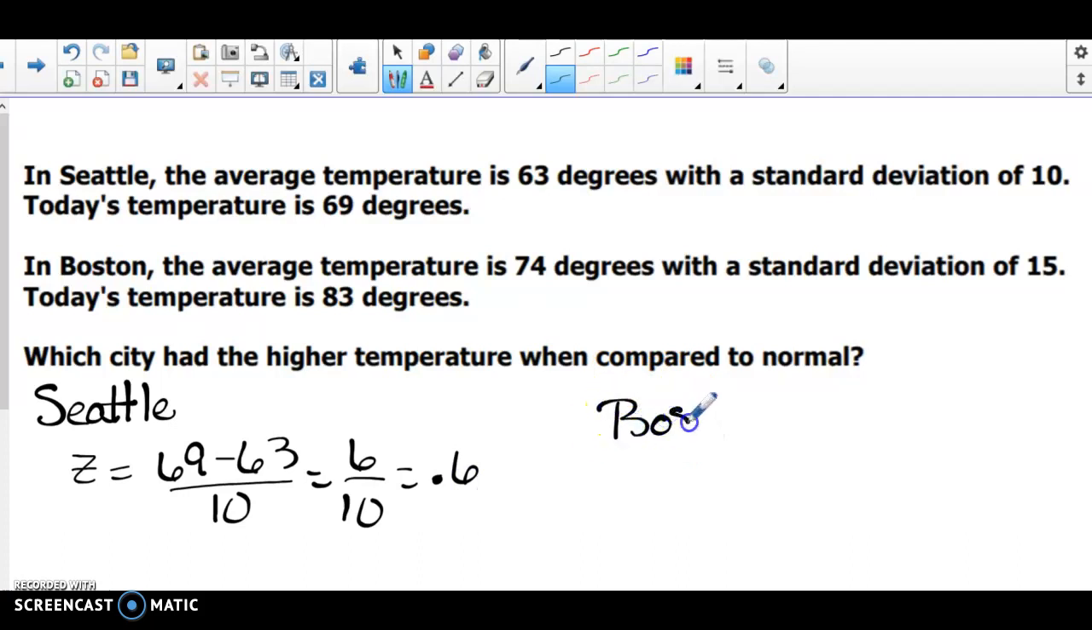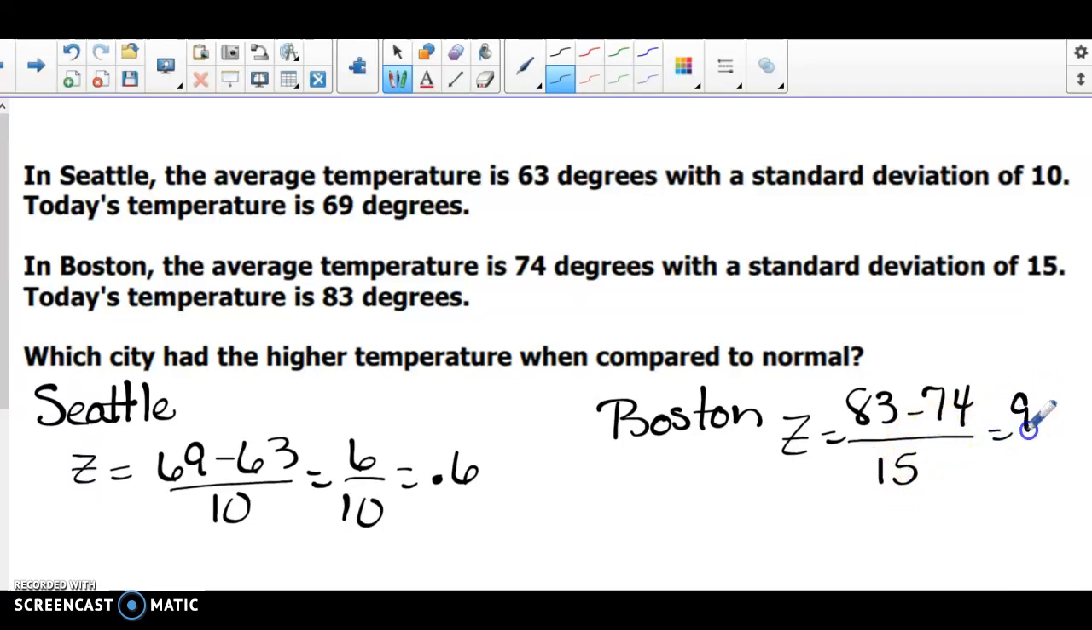For Boston, we're going to do the same thing. Today it is 83. The mean is 74. And the standard deviation is 15. 9 divided by 15. Guess what? That also gives me 0.6.